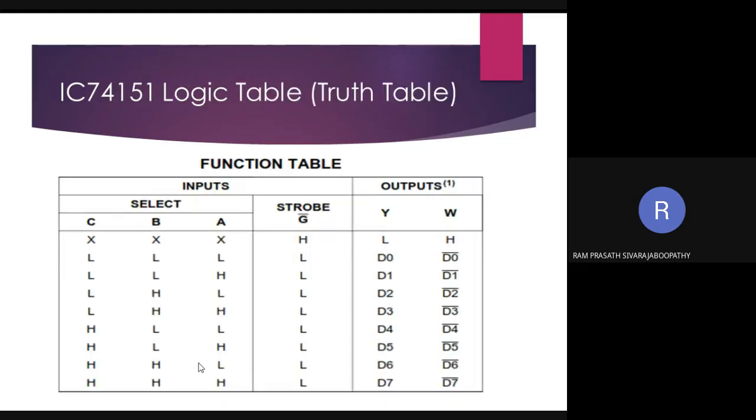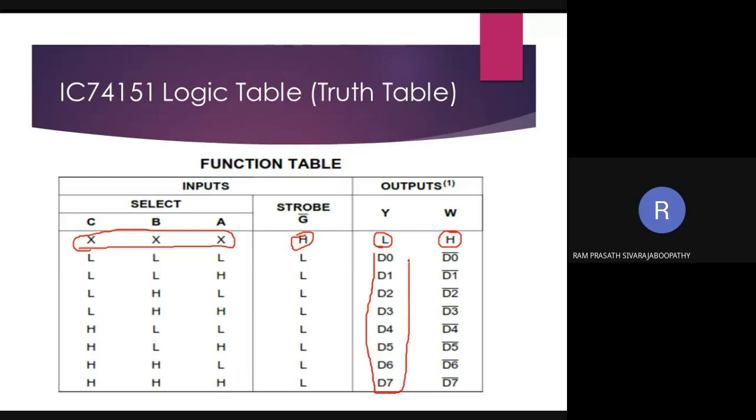Then take a screenshot of this truth table. In the truth table, what did we say? If G bar is high, what happens to the inputs? Don't care. So output Y becomes 0, that means low. So what will the complement be? High. That's it. For other combinations, if G bar is low, it accepts the input. So 8 combinations we have given. Based upon the 8 combinations, one of the input data is selected and available at output Y.